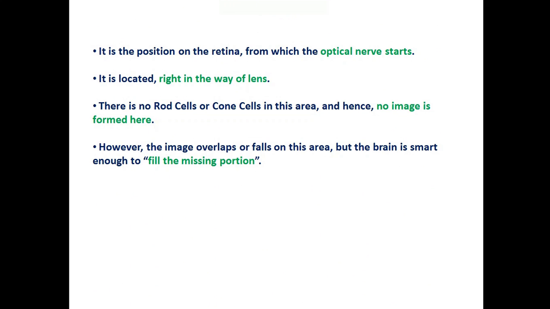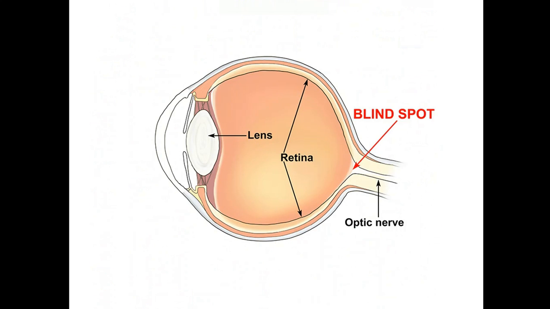That's interesting. Have a look at this picture. This shows the lens, retina, and the optic nerve. Now this is the blind spot. Because that's where the optic nerve starts, there's no chance that any image is going to form over there. But again, the brain is smart enough to fill the missing portion.